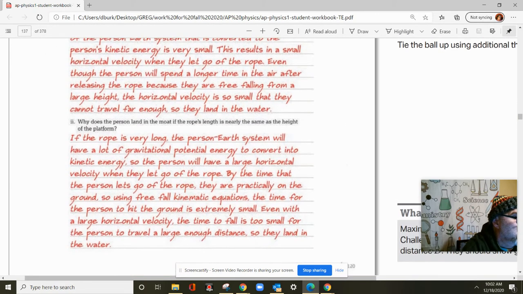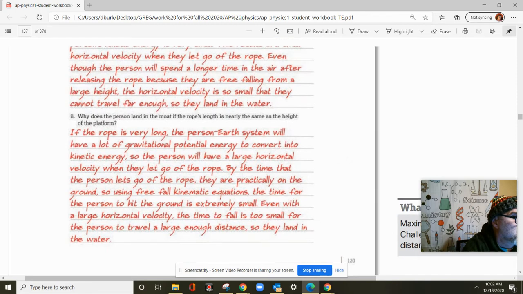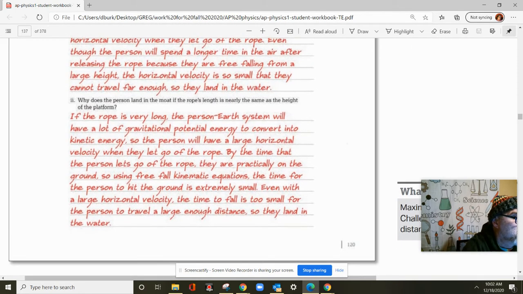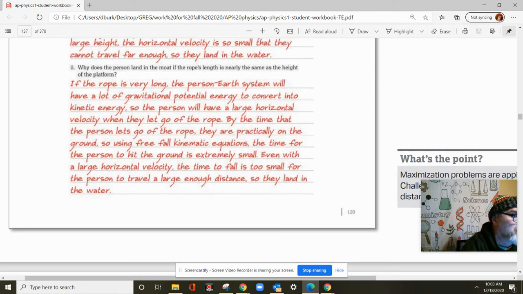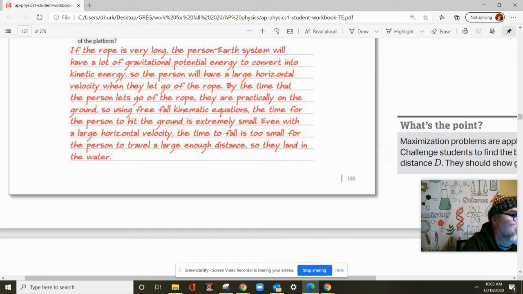All right. Why does a person land in the moat if the length is too small? That's because you're not going to have enough time to get across the moat. Now you're going to have a lot of speed, but the amount of time you're going to be in free fall from when you let go to when you hit the ground is going to be tiny. You're not going to have enough time to fall. The time that you're falling will be so small that you're going to land in the moat.